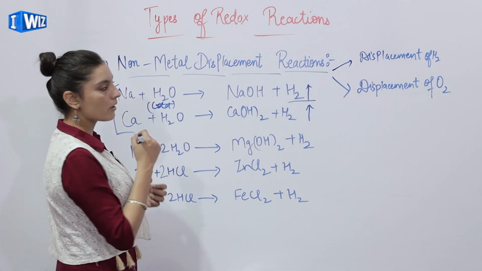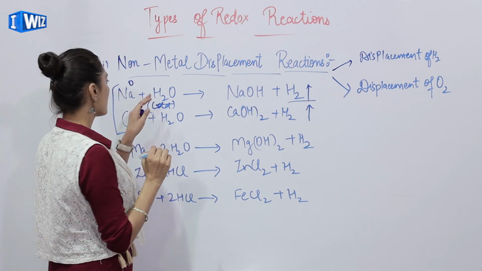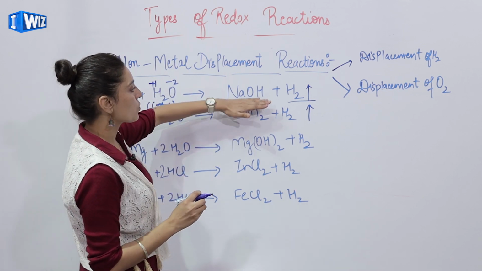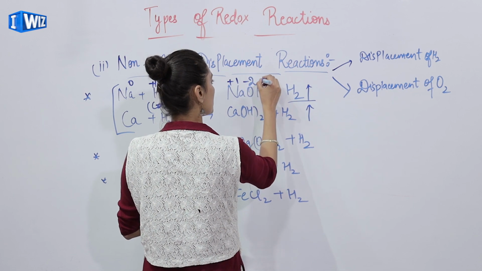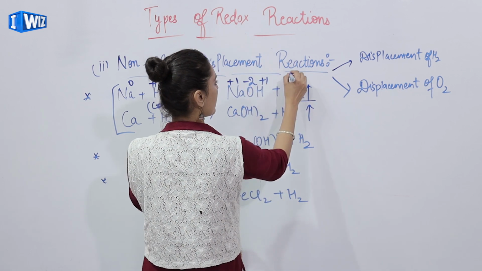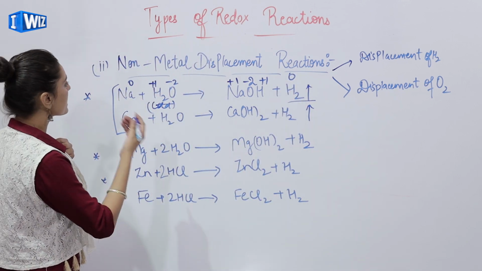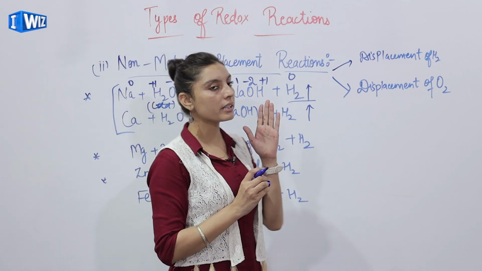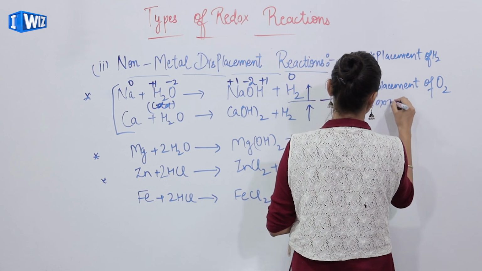Let's talk about their oxidation states. Sodium in the elemental state 0, hydrogen +1, oxygen -2. In the sodium hydroxide, sodium will be in the +1 state, oxygen in the -2, hydrogen in the +1. And here elemental hydrogen in the 0 form. Since there is again the oxidation and the reduction occurring, I would say that this non-metal displacement reaction is the redox reaction. Clear?